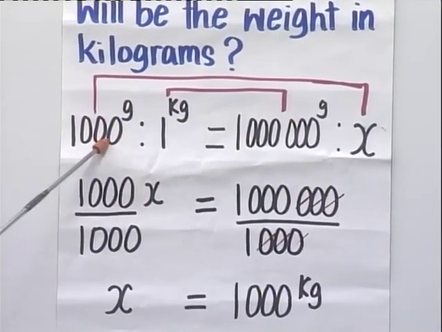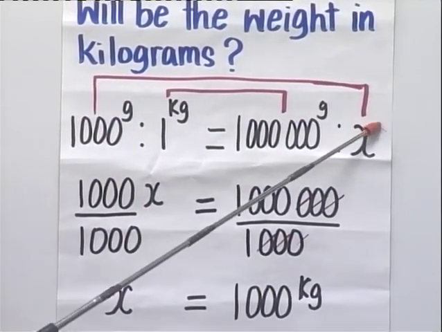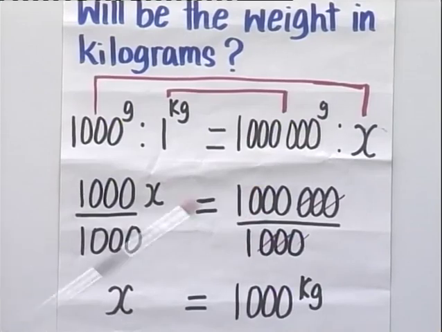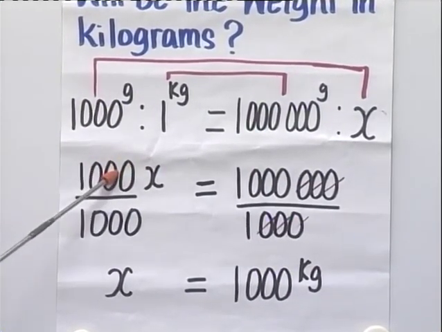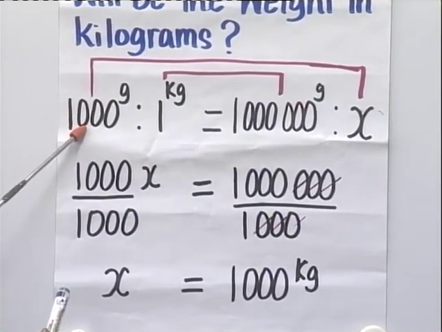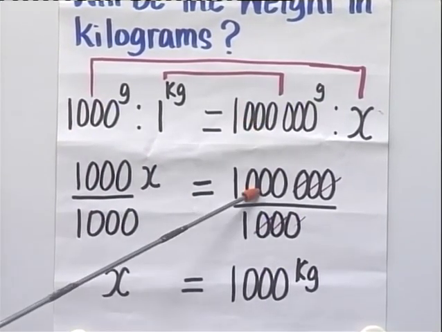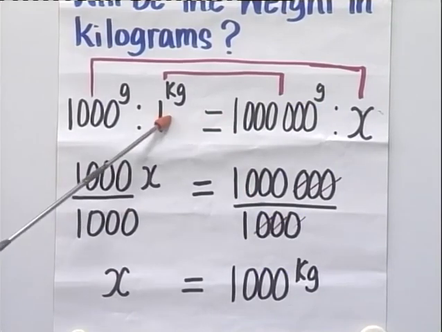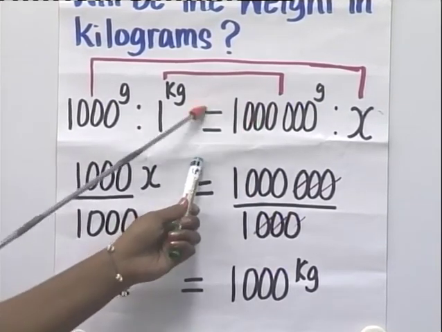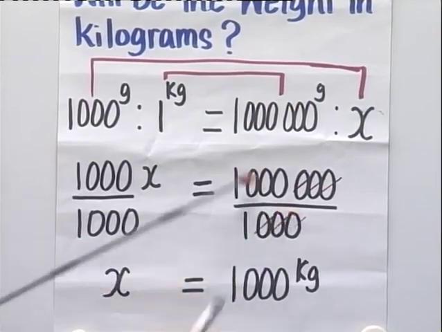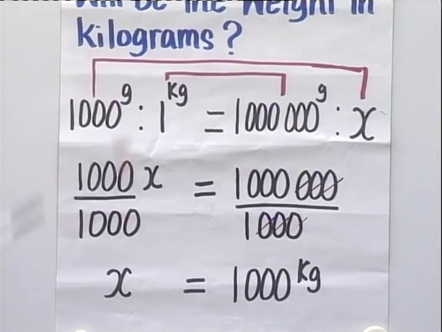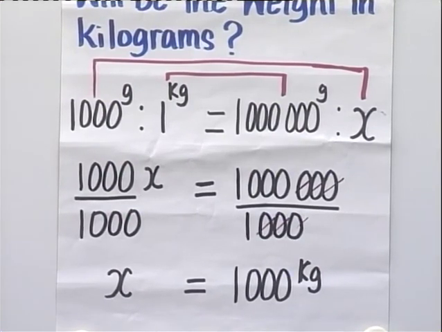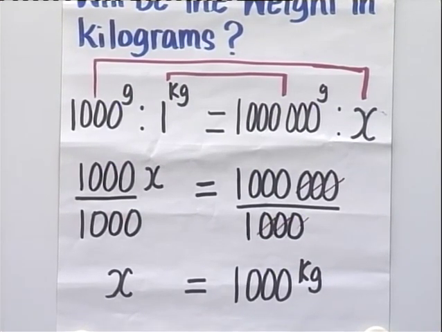So what I do is I get the multiple of the exterior and multiple of the interior. So 1,000 times x. X equals 1 kilogram times this 1 million, and then we divide. X is equal to 1,000 kilograms. All right? So that's how I got 1,000 kilograms.